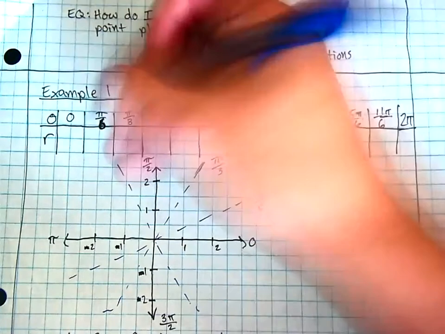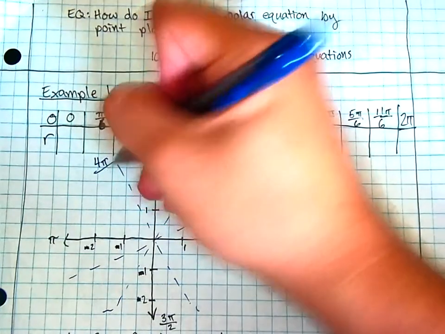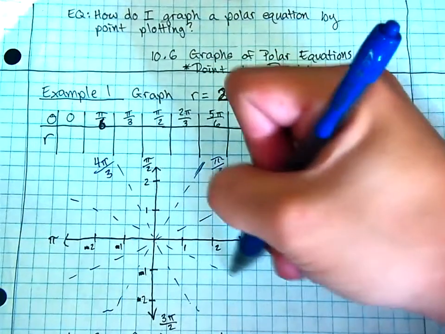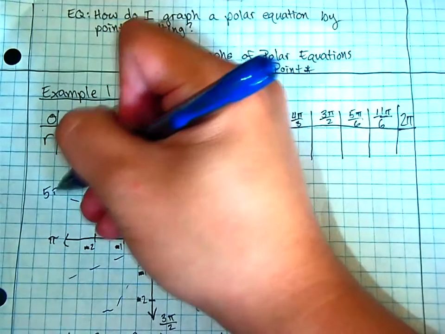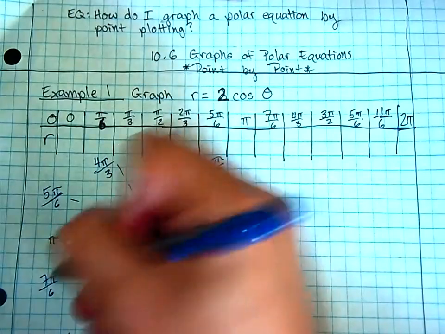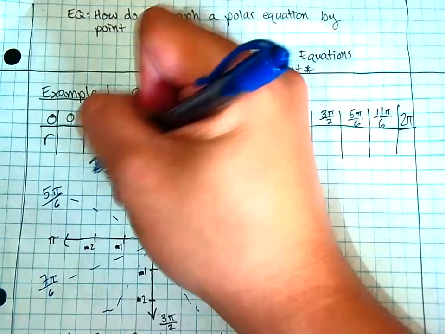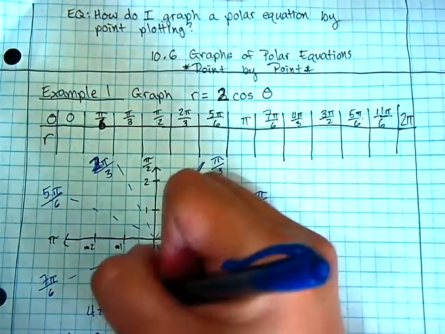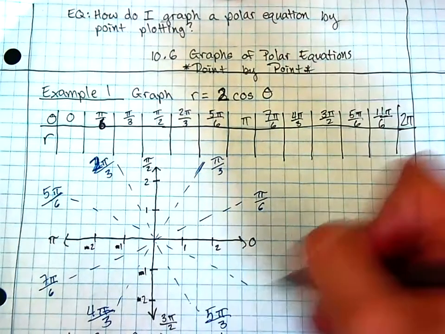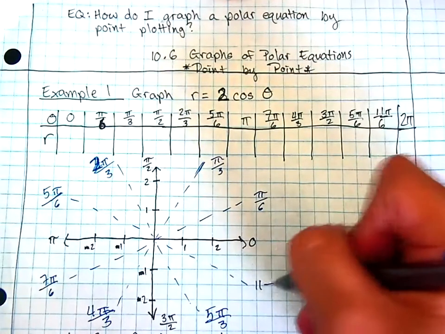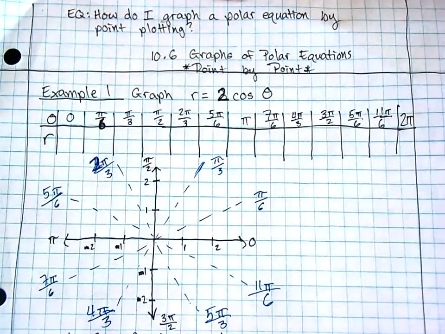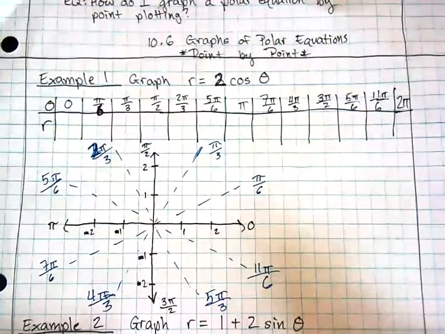If you have graph paper, make sure you're using that. That's going to be really helpful. And then over here, 5 pi over 6, 7 pi over 6. This is 2 pi over 3, sorry. 4 pi over 3 over here. 5 pi over 3. And 11 pi over 6. Okay, so everything's set up for us. Let's go ahead and start graphing.